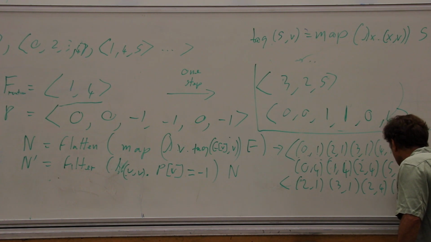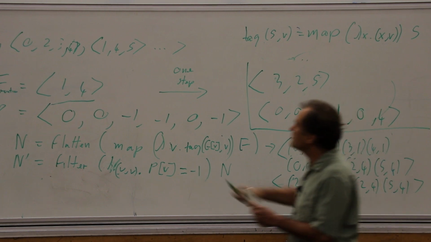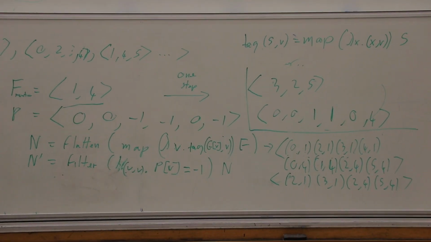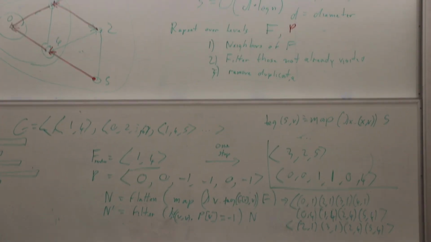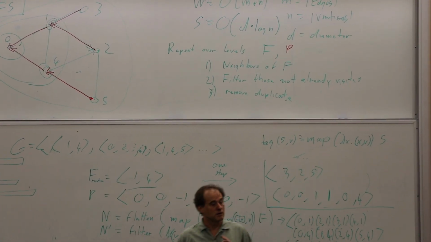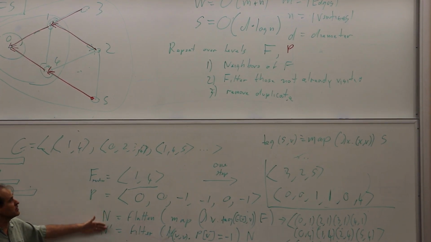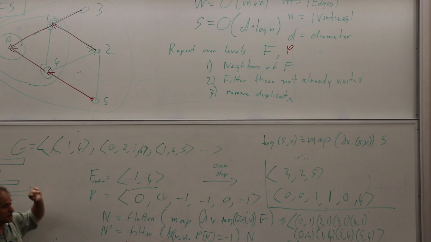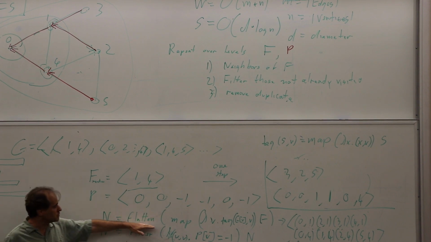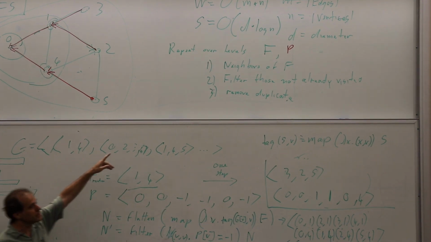Okay, so like we mentioned before, we can visit 3, 2 from 1, and we can visit 2, 5 from 4, and that's what we're keeping. 3 and 2 from 1, 2 and 5 from 4. I should point out everything I'm doing here is linear work in the size of the number of edges that come out of my frontier set. This one's logarithmic span, the flatten and also the filter, and that's where that log n comes in.